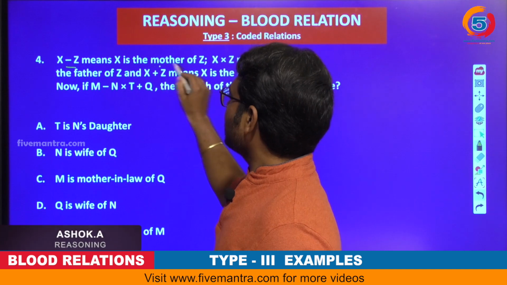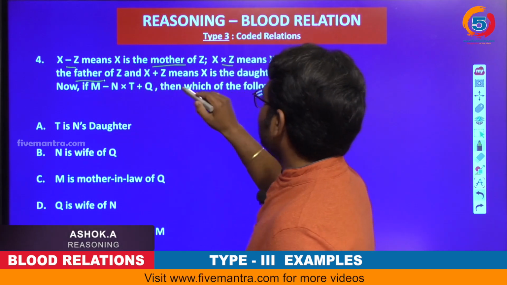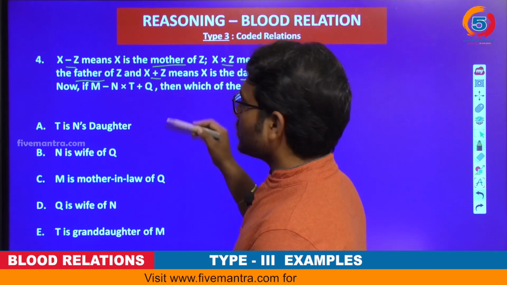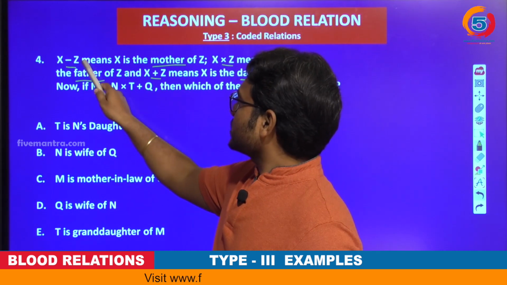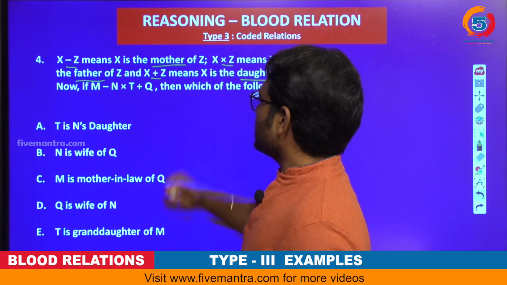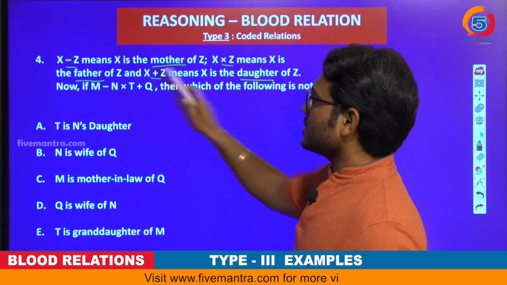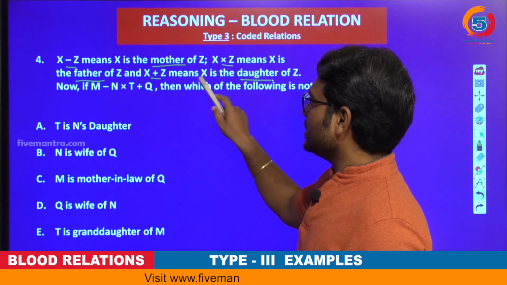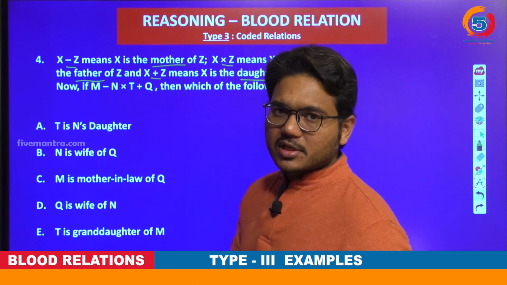Minus indicates mother, cross indicates father, and plus indicates daughter. So these are the codes given, and also check the sequence. X minus Z, then X is the mother of Z. X cross Z means X is the father of Z. Again the same sequence followed. Then X plus Z means X is the daughter of Z. So no issue with the sequence.